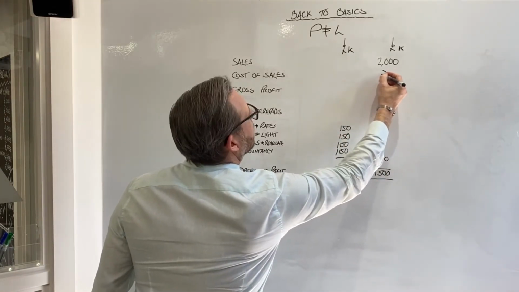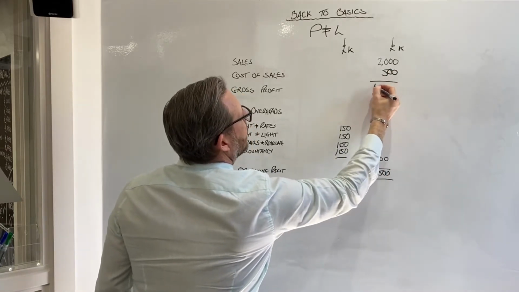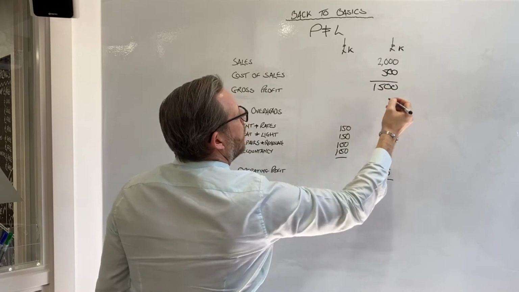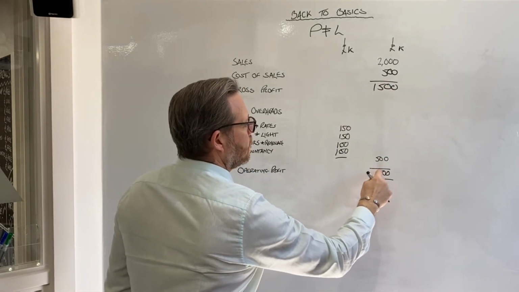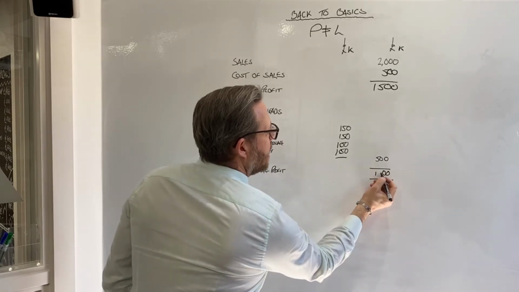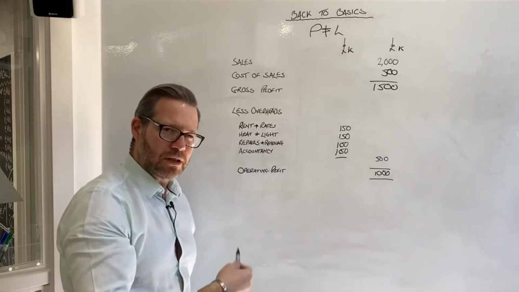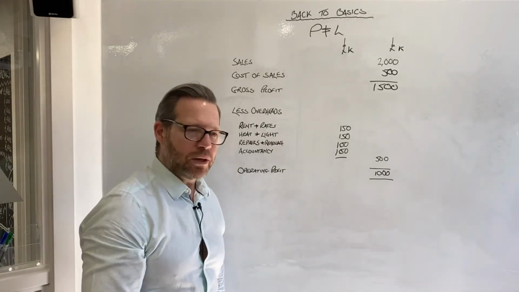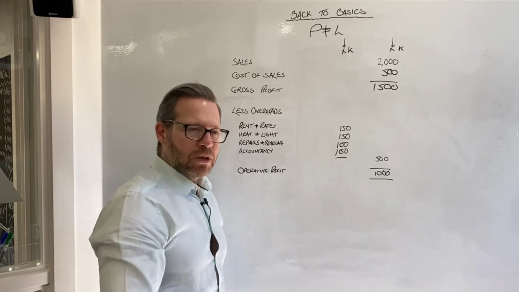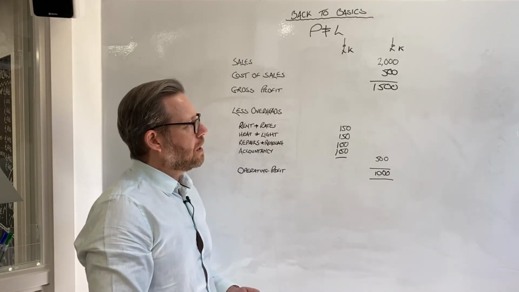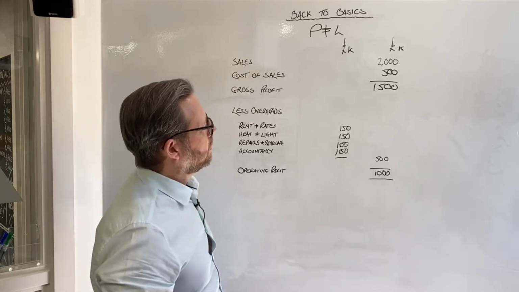So let's say that we had £500,000 worth of cost of sales. That would give us a gross profit of 1.5 million, and therefore we would have, a slight adjustment there, an operating profit. We'll come on to the different types of profit later with profit before tax, profit after tax, EBITDA. I'm going to take you through all of those in future episodes. So we'll get down to our operating profit.